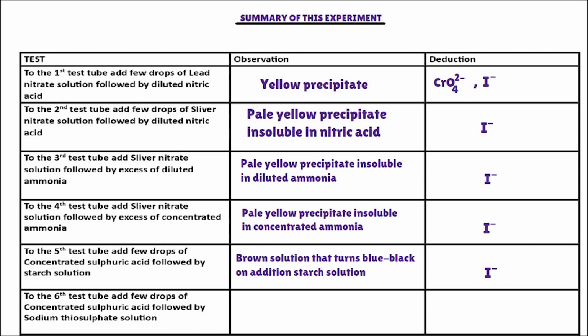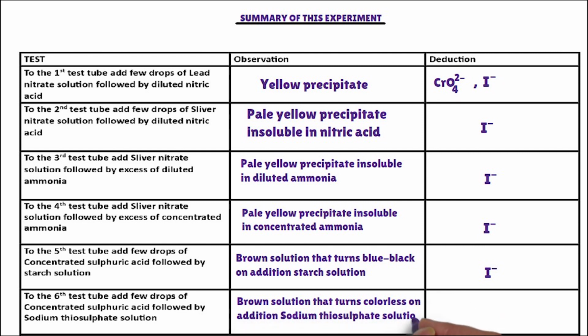Third confirmatory test. To the sixth test tube, concentrated sulfuric acid is added followed by sodium thiosulfate solution. The anion that reacts with concentrated sulfuric acid to form brown solution, and the brown solution reacts with sodium thiosulfate solution to form colorless solution, is iodide ion. Iodide ion is confirmed. The anion present in the salt is iodide ion.